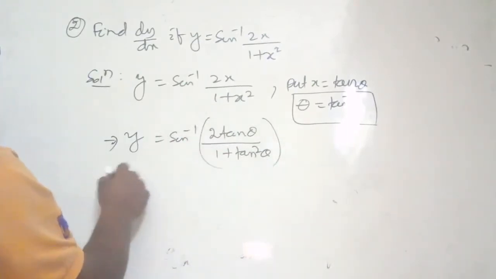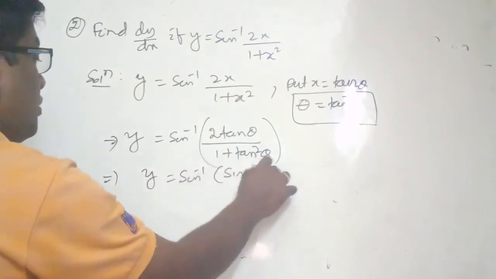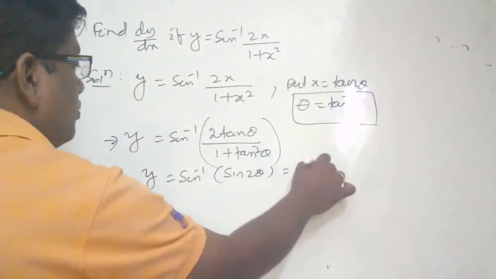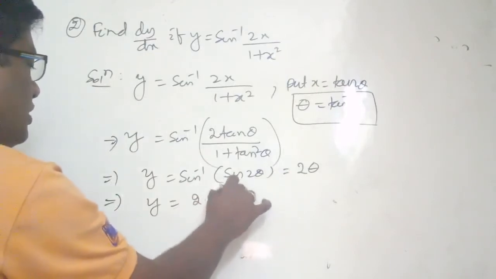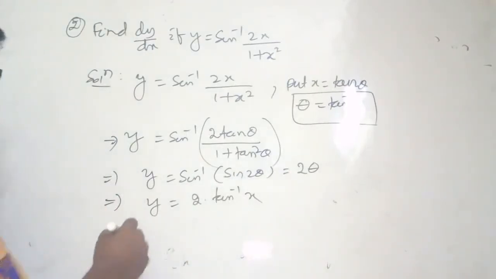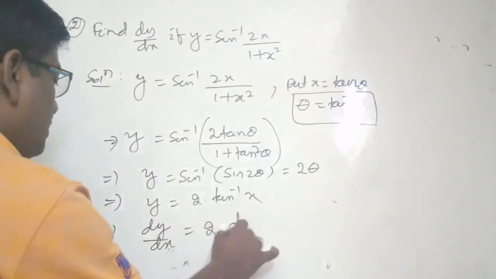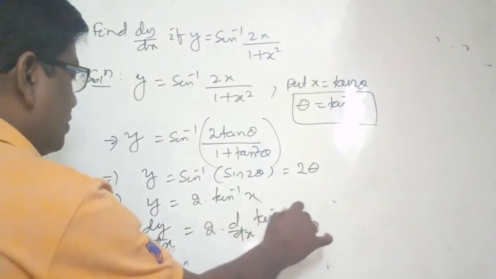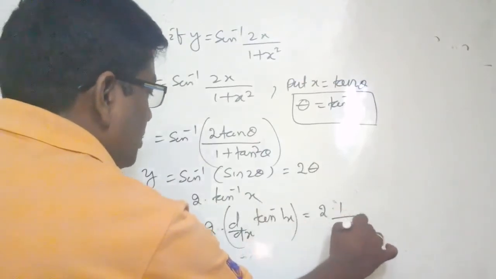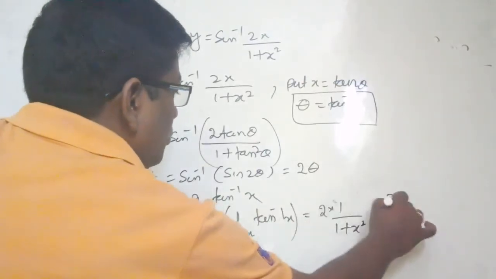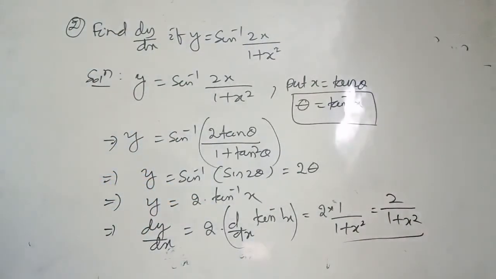This is equal to what? y is equal to sin inverse sin 2 theta. This is the formula for sin 2 theta, which is equal to 2 theta. Now y is equal to 2 into theta, which means 2 tan inverse x. So dy by dx is equal to 2 constant times d by dx of tan inverse x. So 2 into the derivative of tan inverse x, which is 1 by 1 plus x square. So the answer is 2 by 1 plus x square. This is the answer.